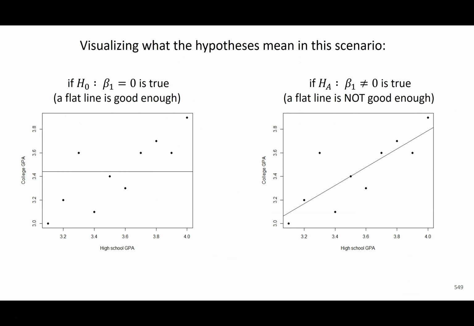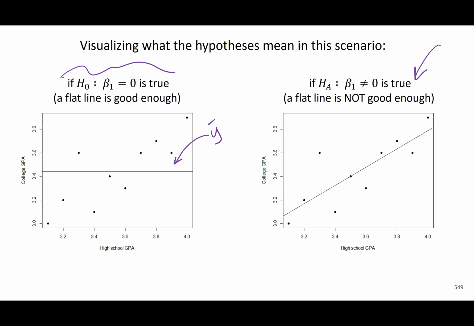So I want to visualize what the hypotheses are actually saying. If the null is true and high school GPA is not useful at all in predicting the college GPA, I can use just a flat line to estimate. If I knew high school GPA and college GPA, and high school GPA wasn't useful, and I had to guess somebody's college GPA, I would just guess the average college GPA of the sample. That would be my best guess. A flat line is good enough. Looking here, it honestly doesn't look very good. It doesn't fit those points very well.